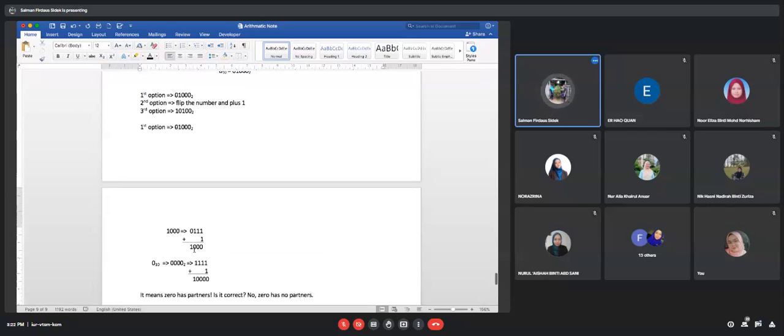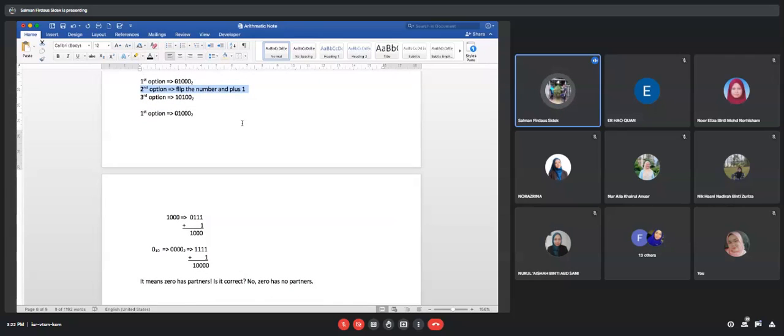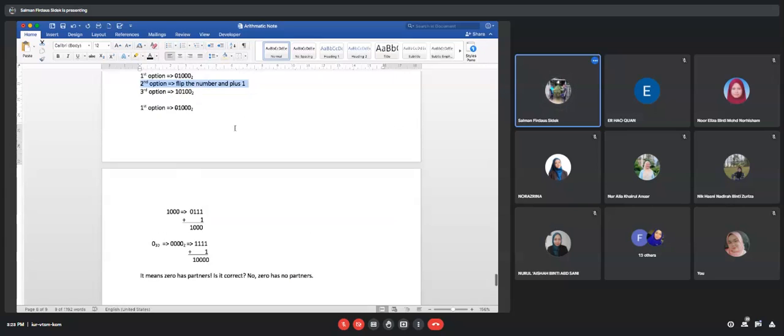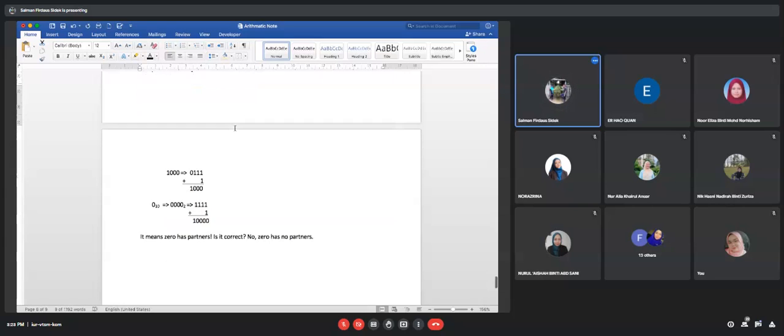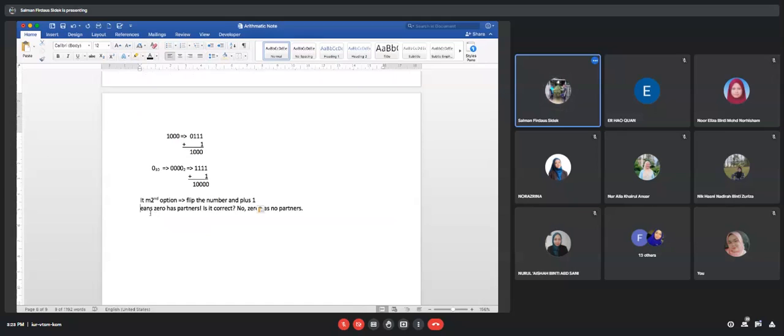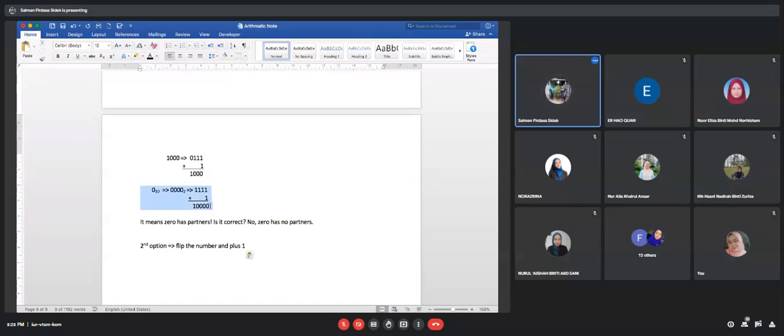Now we go to the second option. Because the problem here is that 0 has partners. So we check the second option, whether 0 has partners or not. Again, we do this operation on 0.